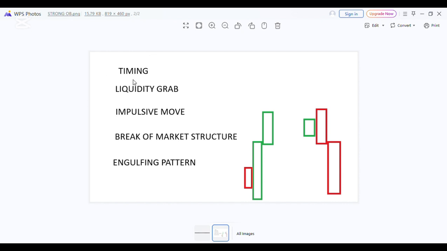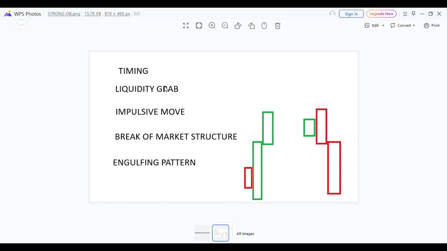How to identify a strong order block, a king order block and a fair value gap. But we are solely going to be focusing on the strong order block. Institutions set their trades based on levels, and to identify these levels you need to be able to identify order blocks on a candlestick chart.